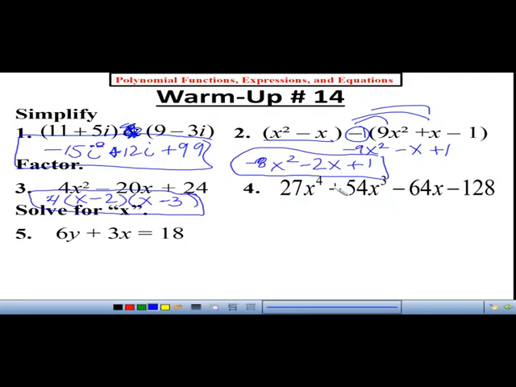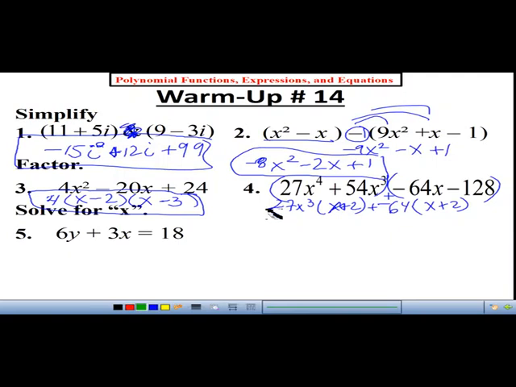Number 4, to factor this one, notice it's not a binomial anymore, it's a trinomial. What does that mean, Mr. Q? That we need to group them. I'm sorry, it's not a trinomial, it's a polynomial. So we need to group by 2. Here, the GCF was 27x cubed, and we're left with x plus 2, plus the GCF here was negative 64, and we're left with x plus 2.